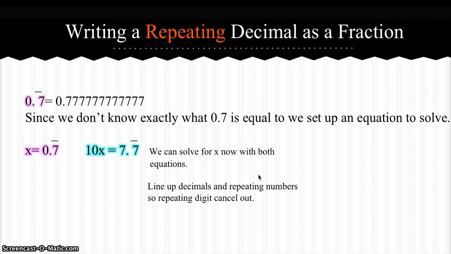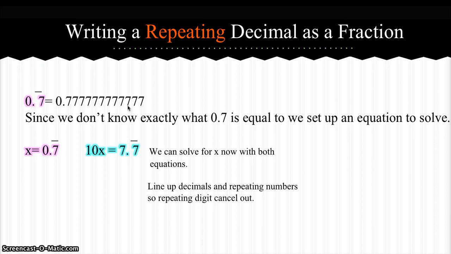So this is where it gets a little bit tricky. Now we have a repeating decimal, which means that we really don't know the value of the decimal. In this example here, we have 0.7, and we know that the 7 repeats. So it could have this many 7s like I'm showing you here. The 7s could go on and on and on across the screen.